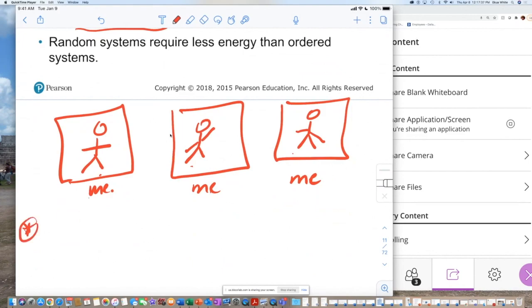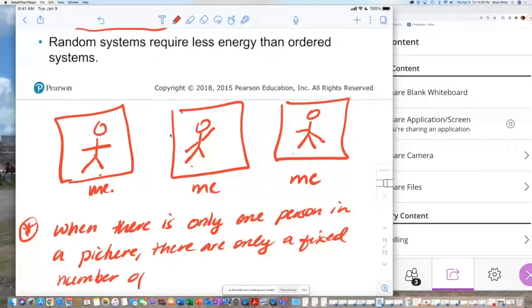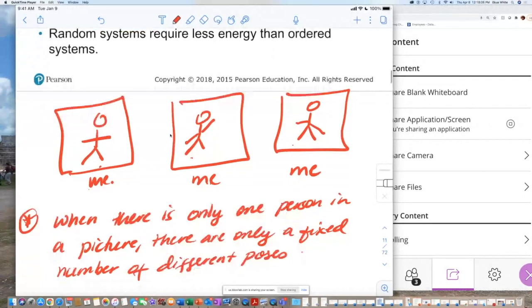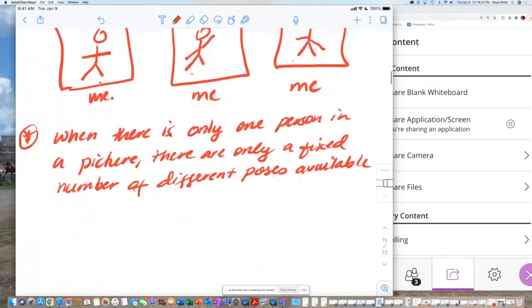So I'm going to write here: when there is only one person in a picture, there are a fixed number of different poses available. Is that how we spell poses? This is how we will spell poses, right? So there's only so many poses that one person can pose. Even if it's 1,000 pictures, there's still only so many before you start to repeat the same pose with one person in the picture. But then my friend came along and we're like, yay!